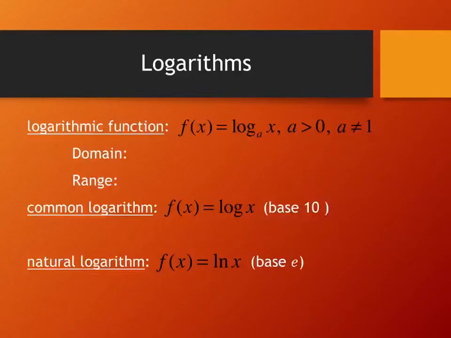So a logarithm, or a logarithmic function, has the equation f of x equals log. You'll see a little tiny a down beside the log. It is a subscript. The x that's next to it is on the same horizontal line as the log. So if you were writing on lined paper, they would be on the bottom line right beside each other.